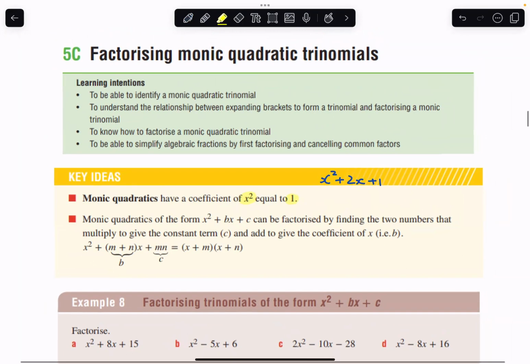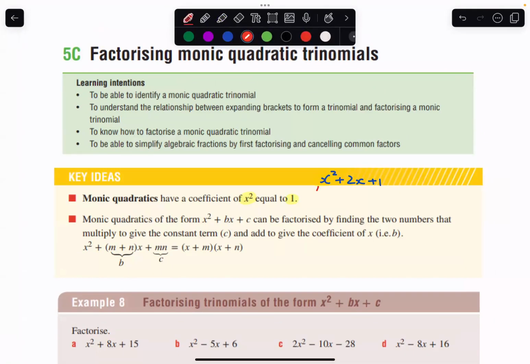All you need to do is have a look at the one in the front, this one, x to the power of 2. If the coefficient here is a 1, then that is a monic quadratic trinomial. If we have something like 3x to the power of 2 plus 2x plus 1, you can see the number in the front is not 1, so that is not a monic quadratic trinomial.